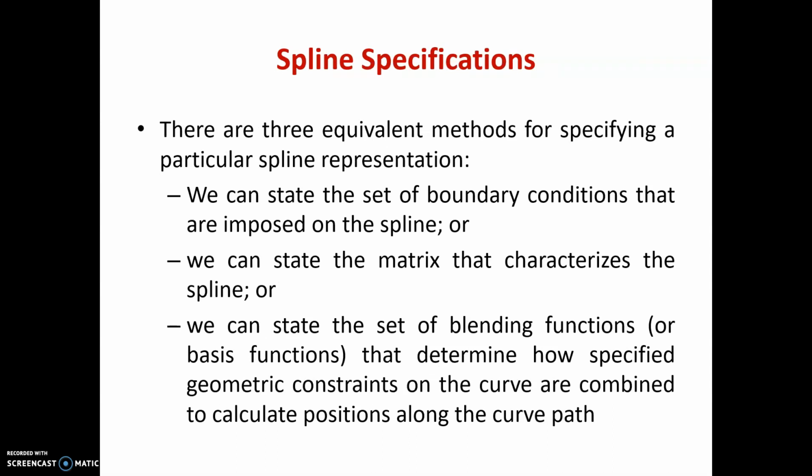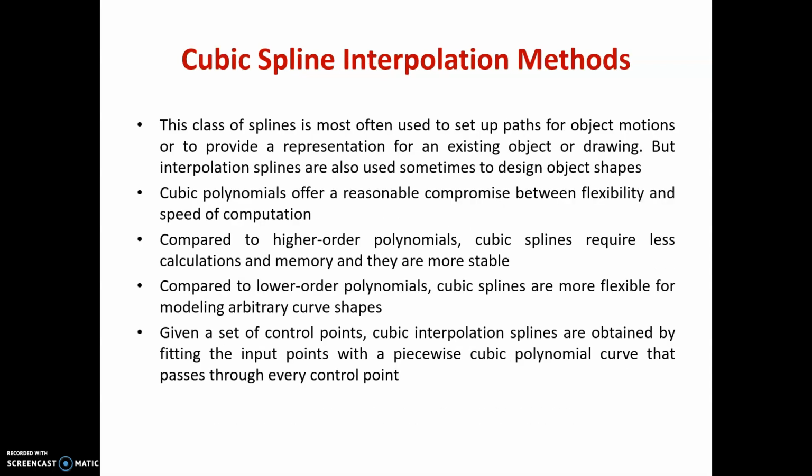Next, spline specifications. There are three equivalent methods for specifying a particular spline representation. First, we can state the set of boundary conditions that are imposed on the spline, or we can state the matrix that characterizes the spline, or we can state the set of blending functions. Blending function is also called basis function, that will determine how specified geometric constraints on the curve are combined to calculate positions along the curve path.